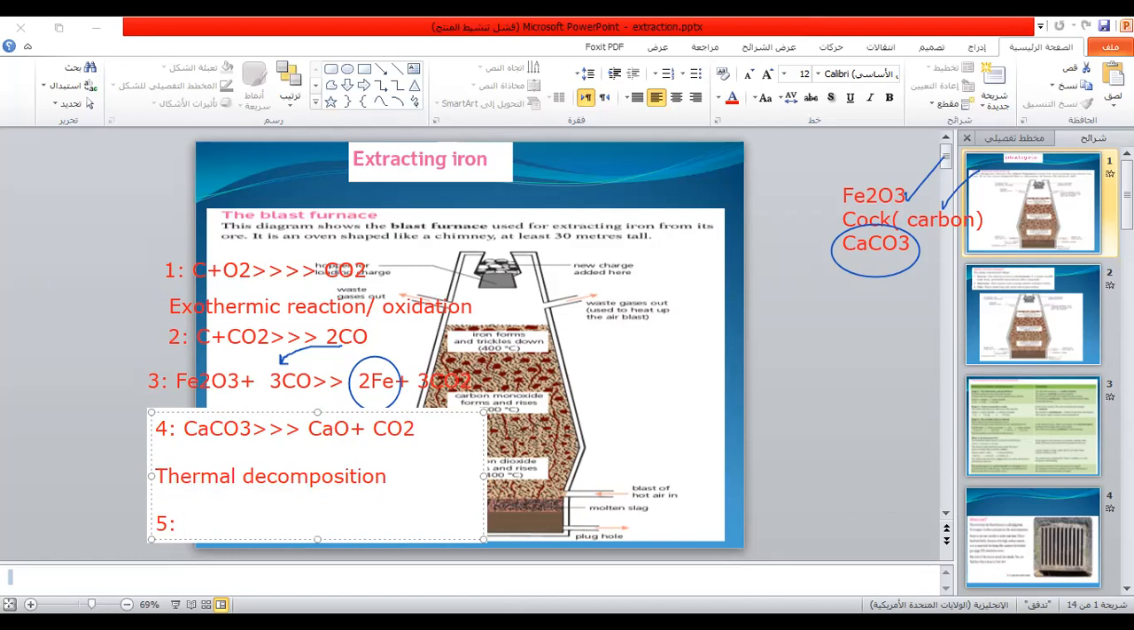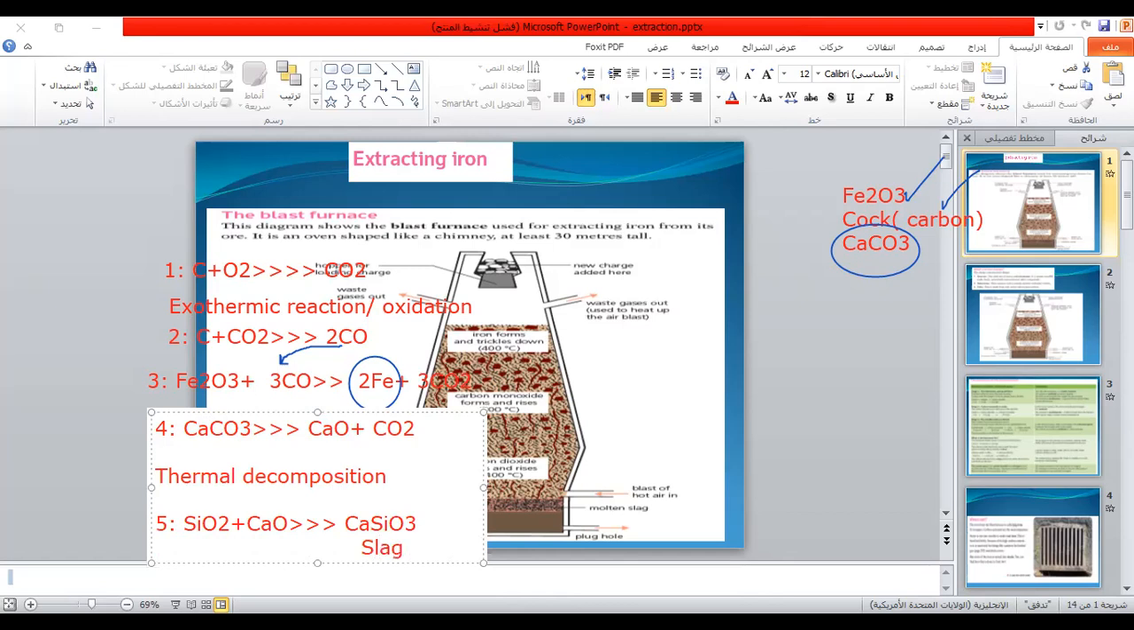There are impurities with hematite. There are impurities with iron. How can you remove these impurities? The main impurity with iron is sand, which is silicon dioxide. So SiO2, the impurity with the iron, will react with CaO, calcium oxide, which came from thermal decomposition of calcium carbonate, to form CaSiO3. CaSiO3 is known as slag.